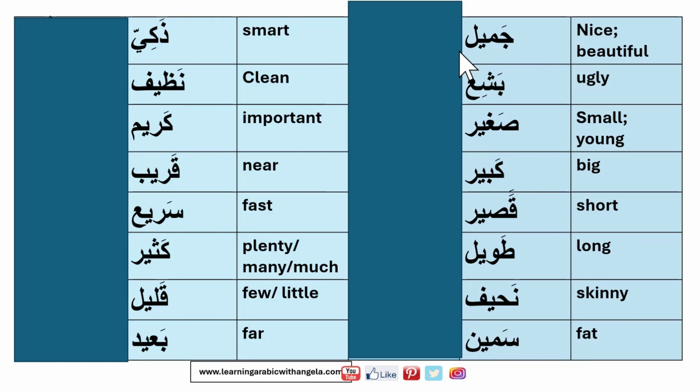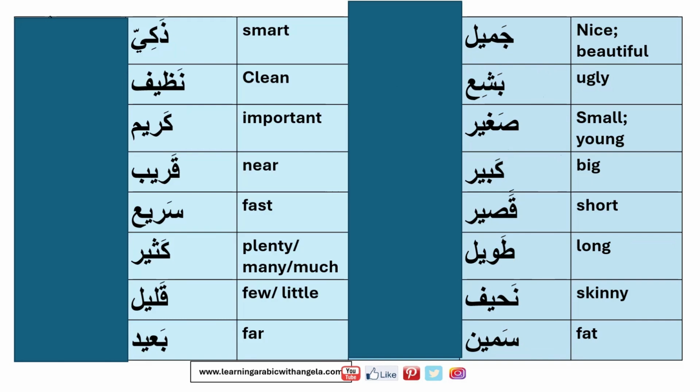Jamil, which means beautiful, and sometimes we comment about something, we say Jamil, that means nice as well. Pause the screen, try to do it on your own. So Jamil, بشع, صغير, كبير, قصير, طويل, نحيف, سمين, ذكي, smart. And I'll give you a hint.